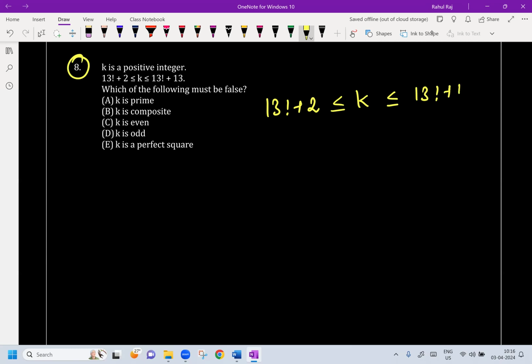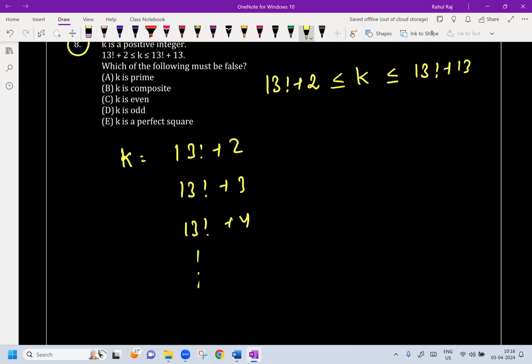So they are telling you this selection. K lies between 13 factorial plus 2 to 13 factorial plus 13. So k can be 13 factorial plus 2, or 13 factorial plus 3, or 13 factorial plus 4, all the way to 13 factorial plus 13. This is what the question is trying to say, right? And the question is trying to ask you whether this is a prime number or a composite number.